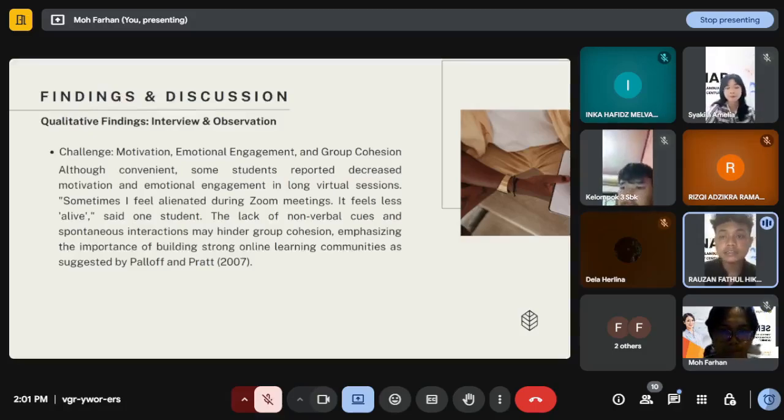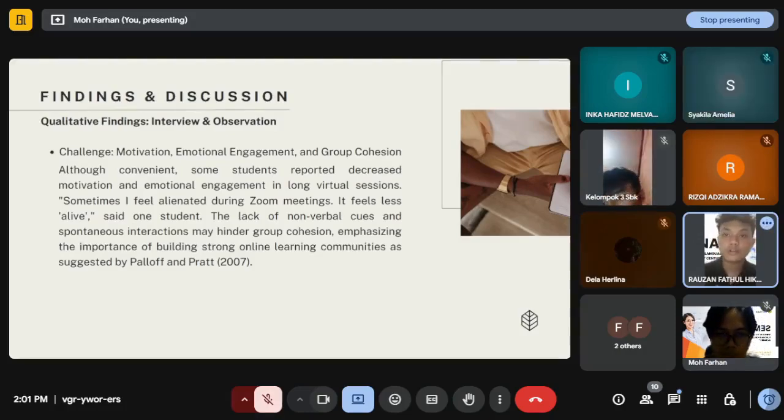Next is challenge. In this challenge, the motivation, emotional engagement, and group cohesion, also convenience. Some students reported decreased motivation and emotional engagement in long virtual sessions. Okay, next slide.